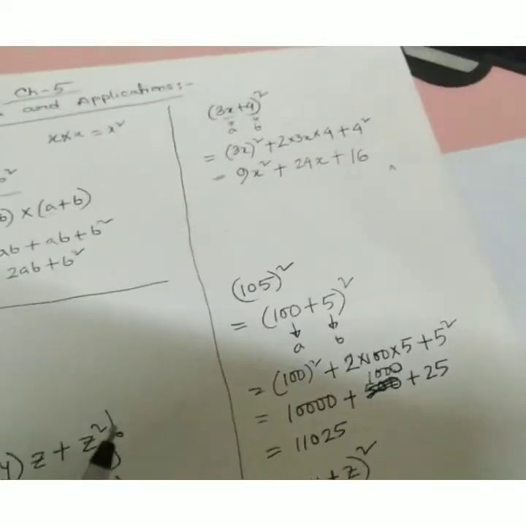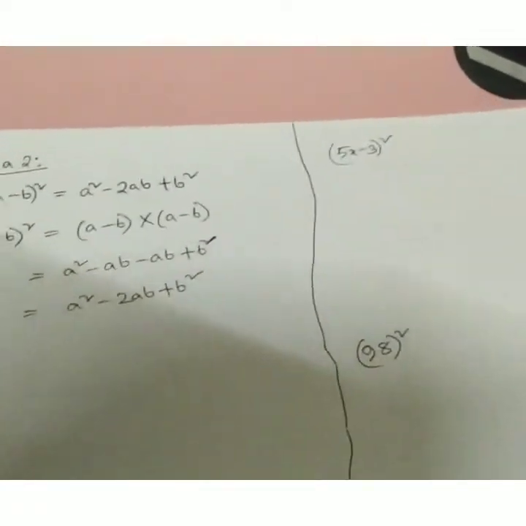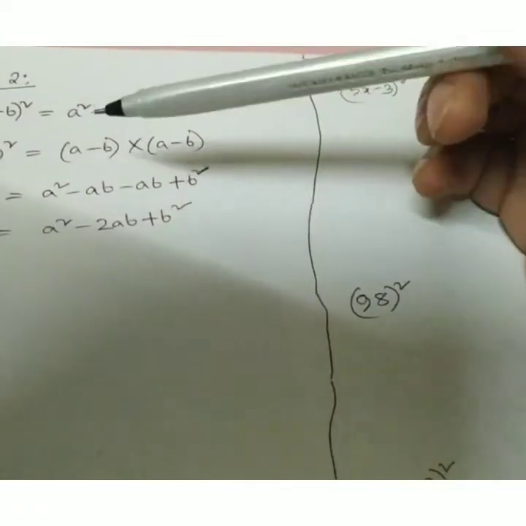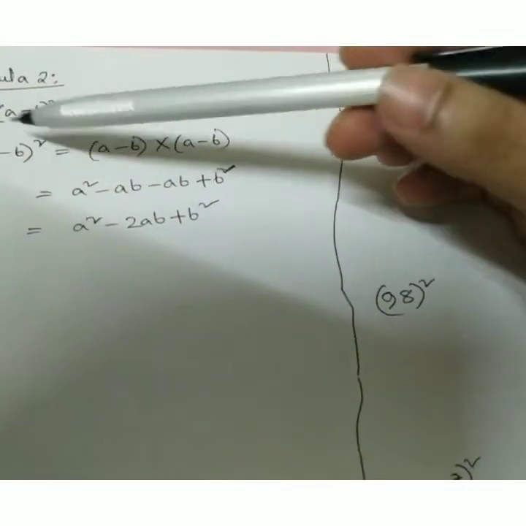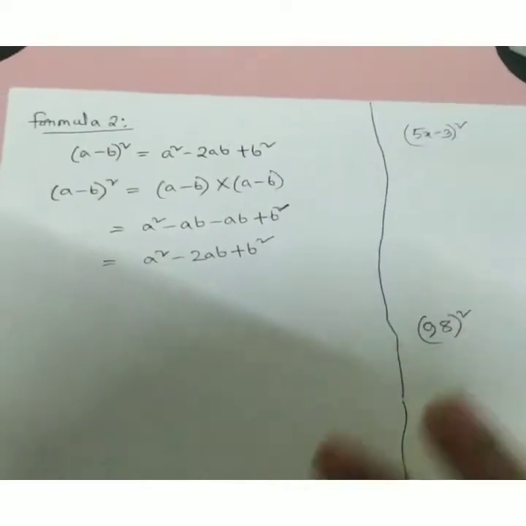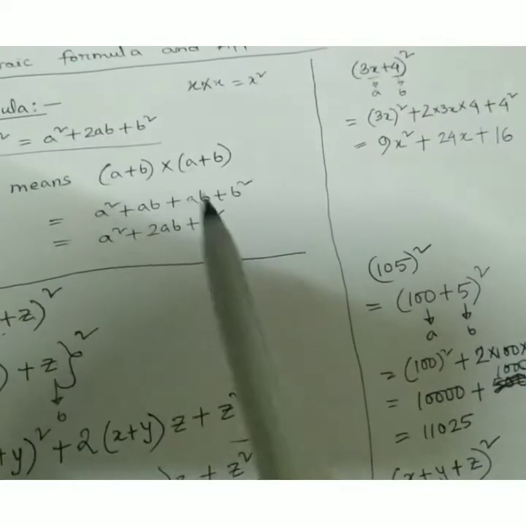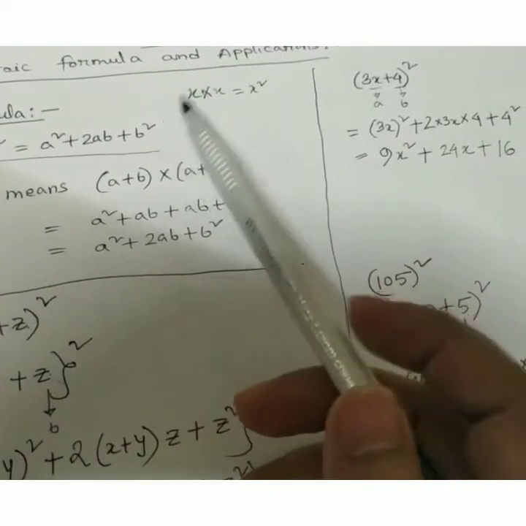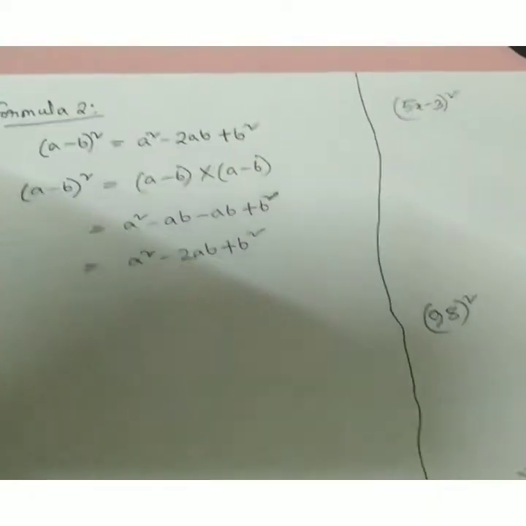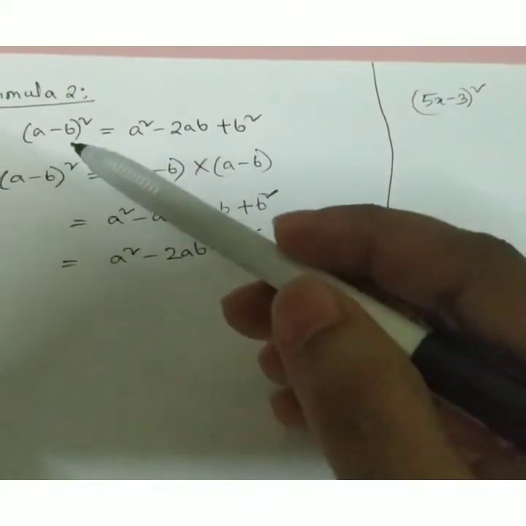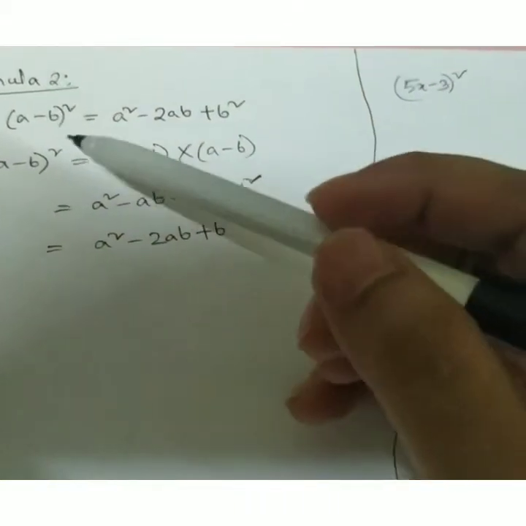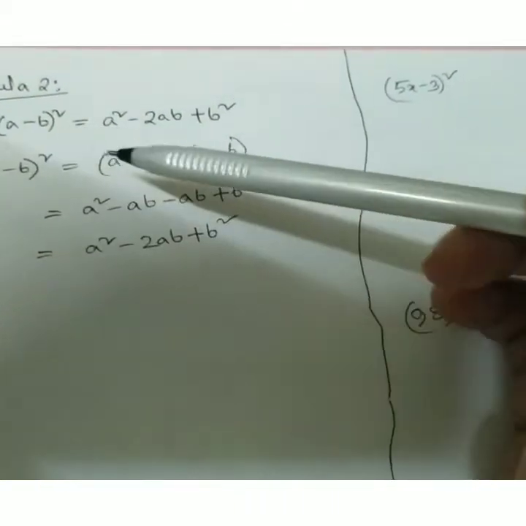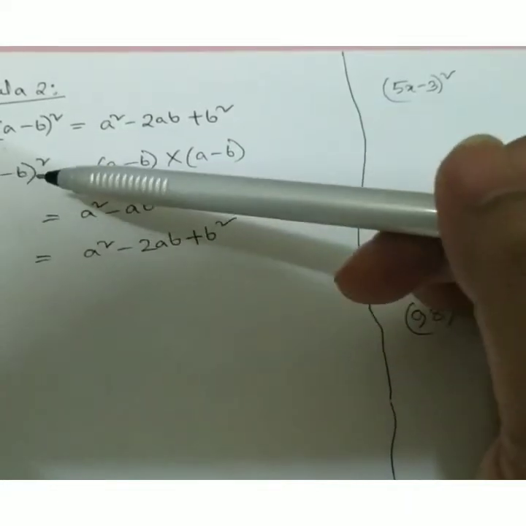Now we will move on to our next formula, which is this. So the previous formula number 1 was regarding a plus b whole square, a square plus 2ab plus b square. Now this formula is a minus b whole square. Okay, so how can we multiply a minus b whole square, or how can we find it out?